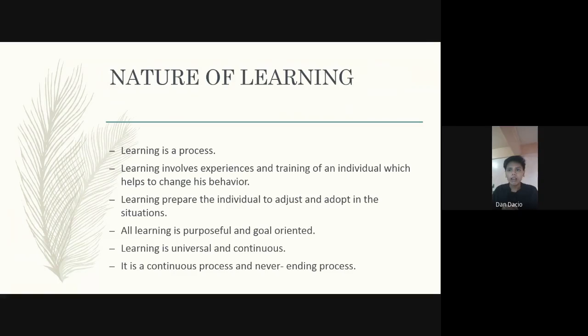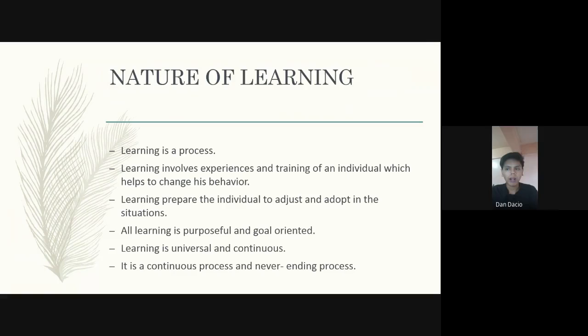It says that learning is a process. Why? Learning is a process because it is a process of transferring knowledge to one another. For example, transferring knowledge from your mentors or from your professors to your students. So it is a process of transferring information, knowledge, and experiences. Next, learning involves experiences and training of an individual, which helps to change his behavior.